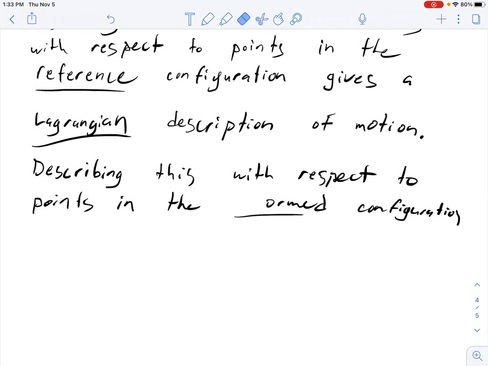Let's call that spatial configuration. They're synonyms, but the textbook tends to call it spatial, so try to avoid confusion.